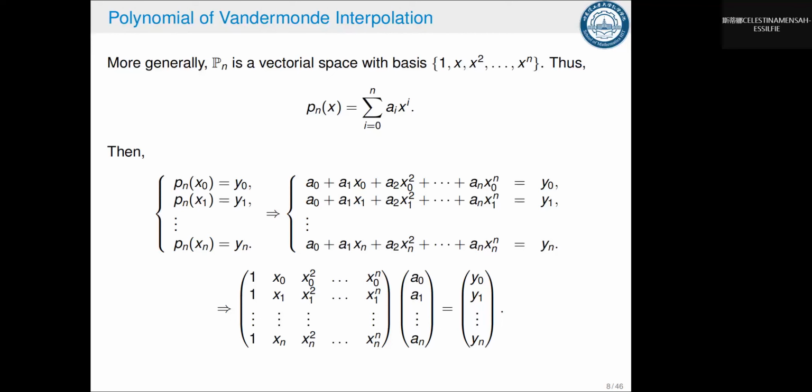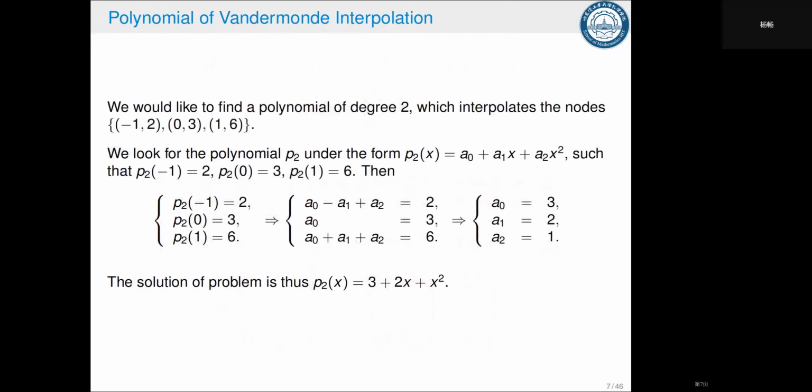So you see, from here, this is nothing but linear algebra. You see, this is a linear system, and you solve it. So what we have to do is to solve such a linear system.